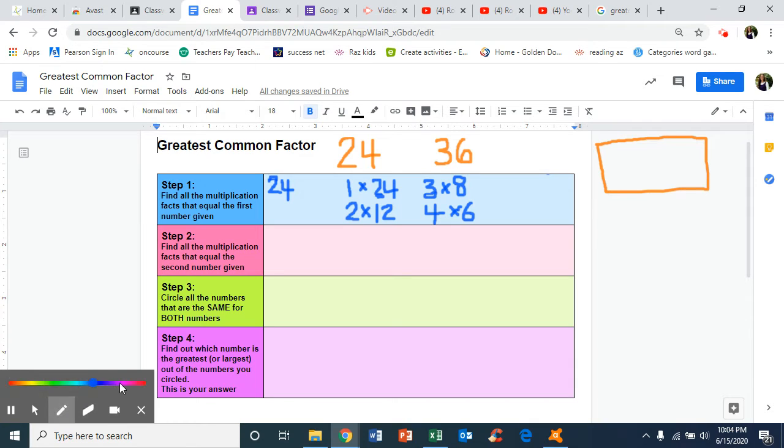So now for step 2, we have 36. And we're going to do the same thing. 1 times 36, 2 times, now this we might not know the answer to because it's not a times table fact that you have to know, but you can easily find the answer by just doing 36 divided by 2. So the answer, I'm just going to tell you, is 18.